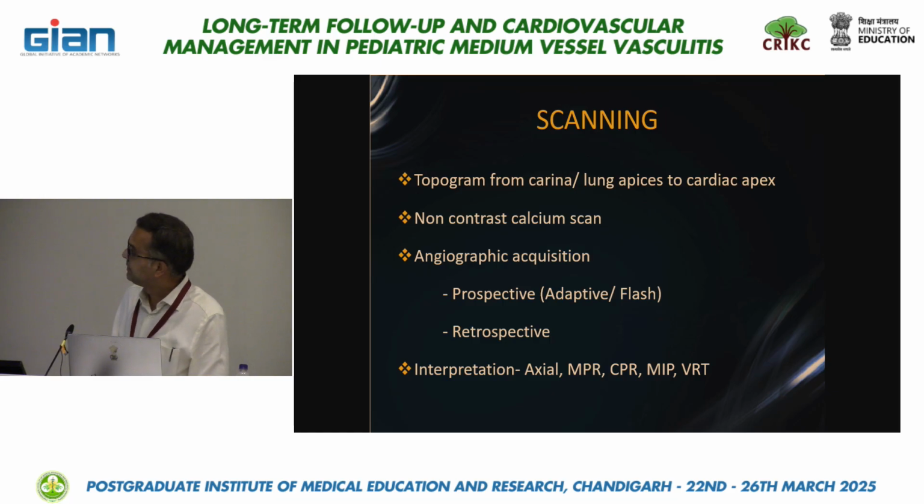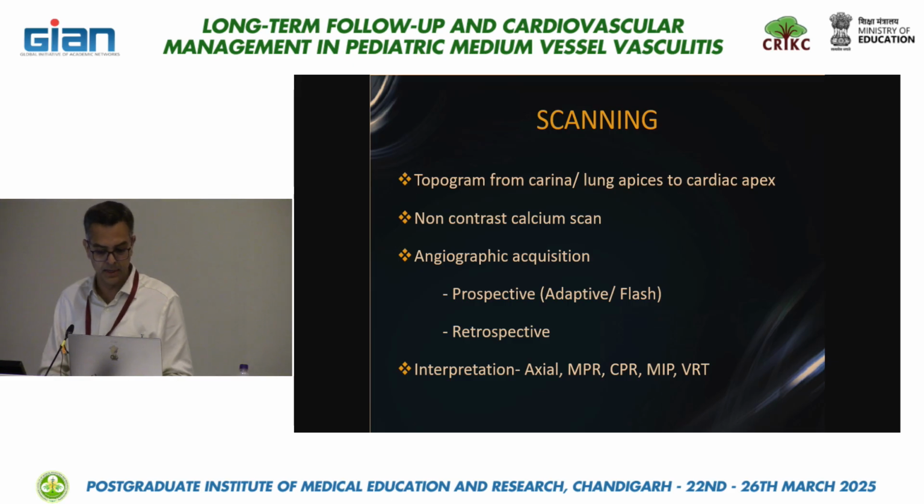The scanning involves various phases. First is the topogram, just to select the acquisition from which level to which level, up to the length of the scan. Then the non-contrast calcium scan. The indications have already been told by the previous speakers. It is done in the chronic phase or in follow-up, not in the acute phase. And then the angiographic acquisition with different modes, prospective or retrospective, with their advantages, as we will discuss later, and then interpretation of the scan.